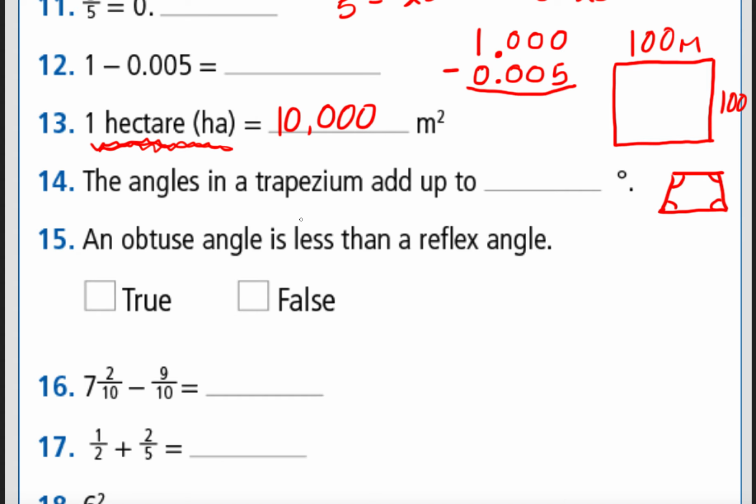Number 15, an obtuse angle is less than a reflex angle. Is that true or is that false?